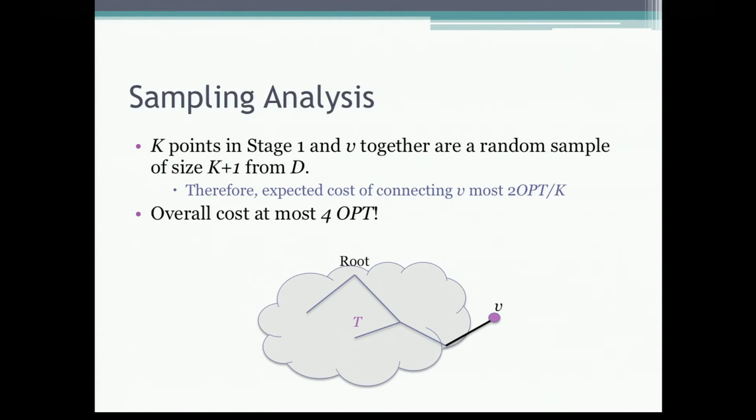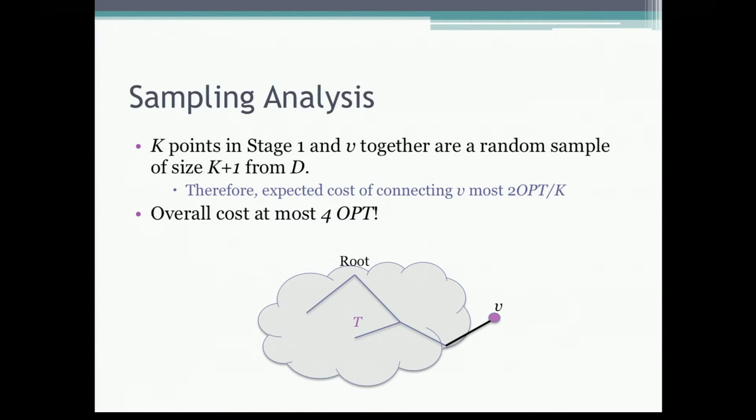So the analysis is essentially that the k points in the first stage and V, so take the vertex that has arrived, the k points in the first stage and V are a sample of size k plus 1 drawn from this distribution. Okay? And this V is like a random vertex in that sample, right? So you can show that the expected cost of connecting V is roughly 1 over k times the cost of this tree, because this V is a random vertex among these k plus 1 vertices, right? So connecting it can't be very expensive compared to the cost of this tree. In fact, it's going to be roughly 1 over k times the cost of this tree, right?